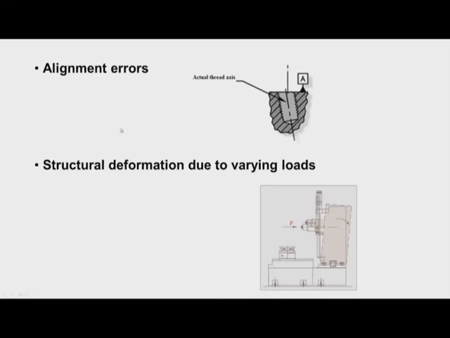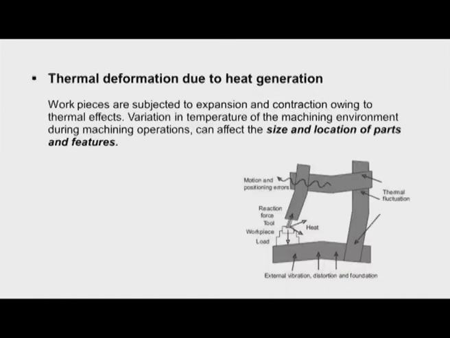Now this is the error due to alignment error. The spindle axis, the cutting tool is not perpendicular to the surface. So because of that there is some error in the workpiece. Also the structural deformation due to varying load, the cutting forces will be acting on the structure, the column of the machine tool. Because of that the column may deflect. So due to this also the workpiece size variation will occur. And then we have thermal deformation due to heat generation.